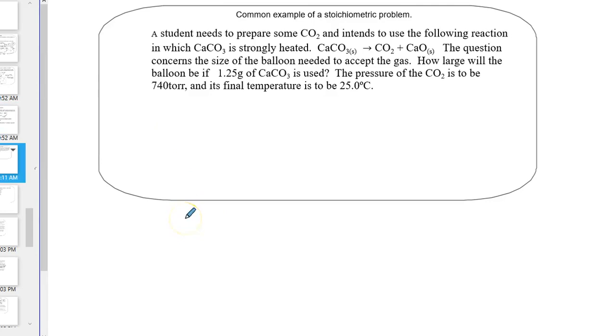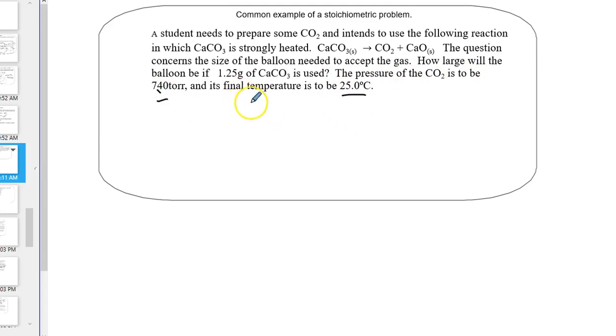Alright, so a student needs to prepare some carbon dioxide and intends to use the following reaction, where calcium carbonate is strongly heated. So we have this thing where it decomposes to form these particles. The question concerns the size of the balloon needed to accept the gas. How large will the balloon be if 1.25 grams of calcium carbonate is used? The pressure of the carbon dioxide is to be about that, and the temperature is going to be that.